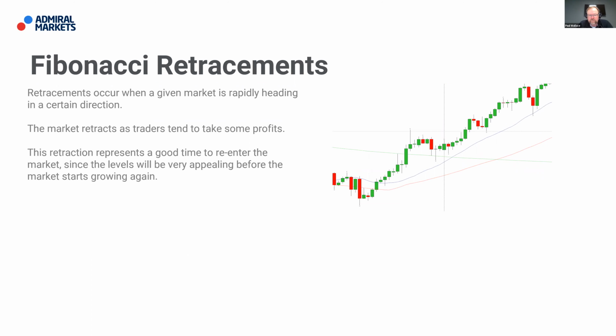So firstly, let's have a look at Fibonacci retracements. What are they? Retracements occur when a given market is rapidly heading in a certain direction. The market retracts as traders tend to take some profits. There's always somebody somewhere taking profits on a trade. This retraction represents a good time to re-enter the market, since the levels will be very appealing before the market starts growing again. So the general retracement occurs when a market is rapidly heading in a certain direction and some traders take some profit. That's when the price falls back in an uptrend, and that can be an opportunity for us to rejoin that particular trend.